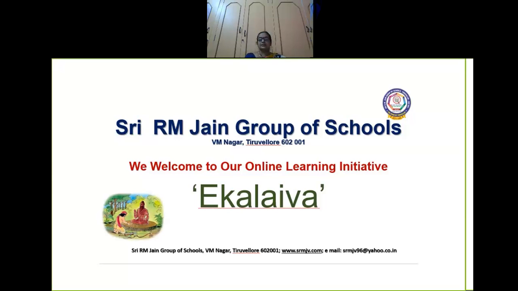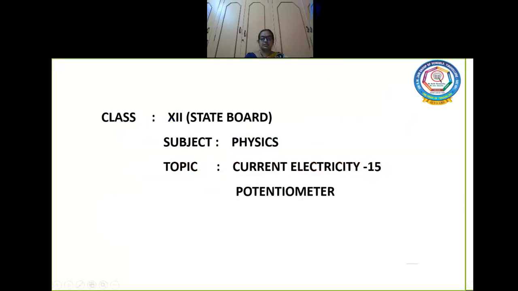Now, last class we were discussing the meter bridge, which is a practical experiment for you. Hope you are thorough with the concepts of the meter bridge. So, today we are moving on to the potentiometer. Again, it is a device which is used. Today we are moving on to current electricity, part 15.